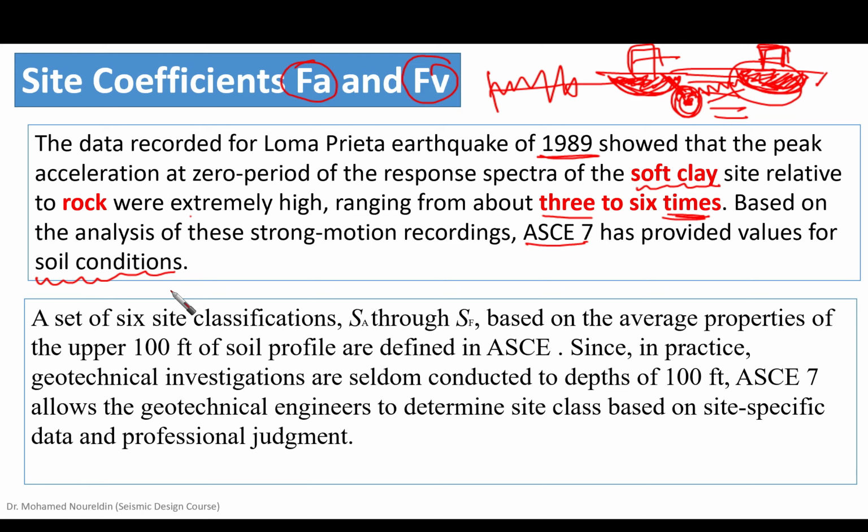In ASCE, we are going to have a set of 6 site classifications, starting from SA to SF, based on the average properties of the upper 100 feet of soil profile defined in ASCE. Since in practice geotechnical investigations are seldom conducted to a depth of 100 feet, ASCE 7 allows the geotechnical engineers to determine site class based on site-specific data, which is the geotechnical report that you need, and professional judgment.